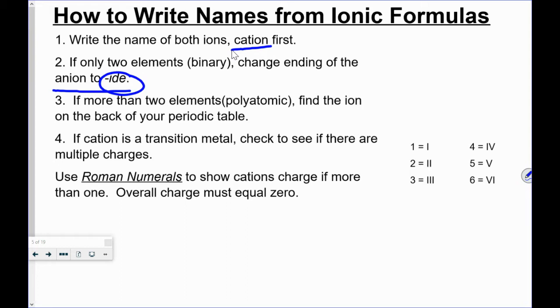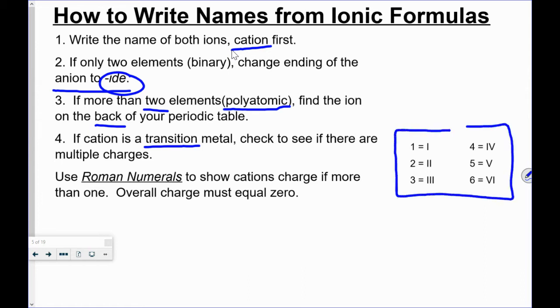If there's more than 2 elements, we call those polyatomics. We're going to find those either on the back of your periodic table or your resource sheet, depending on which ones you have there. If it's a transition metal, or if it has multiple charges, we use Roman numerals. So I'll get to that when we go through there. The most common Roman numerals to know are 1 through 6.